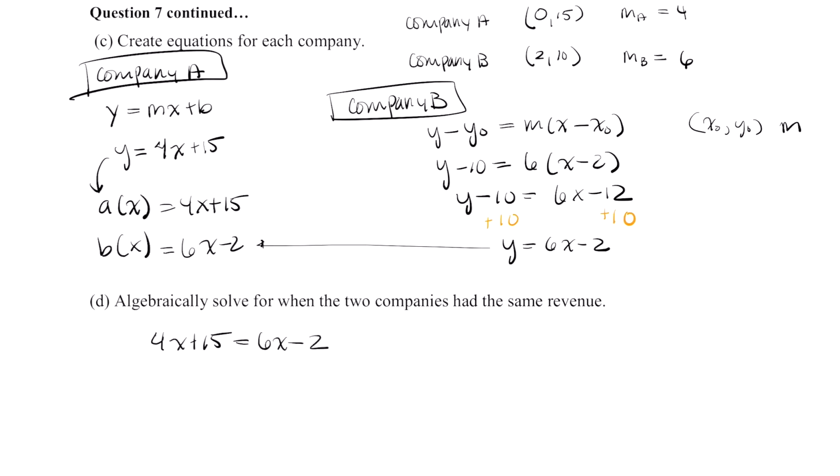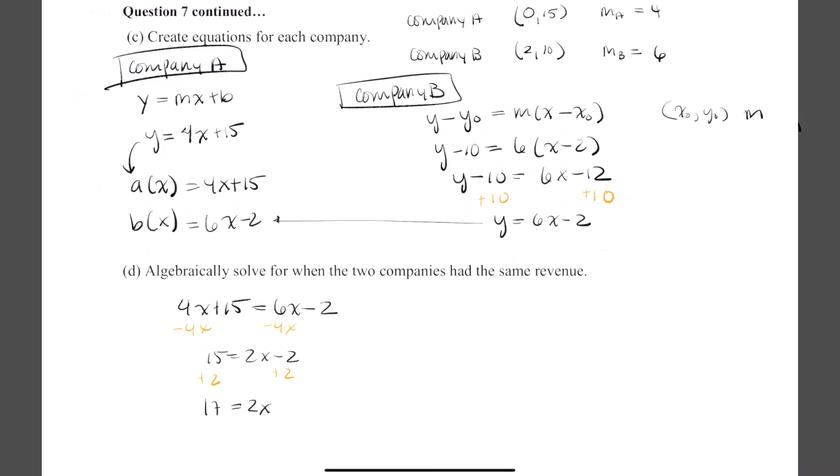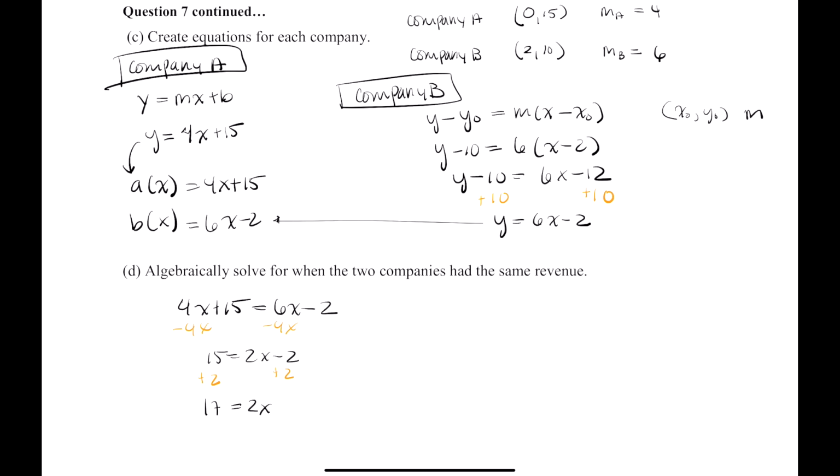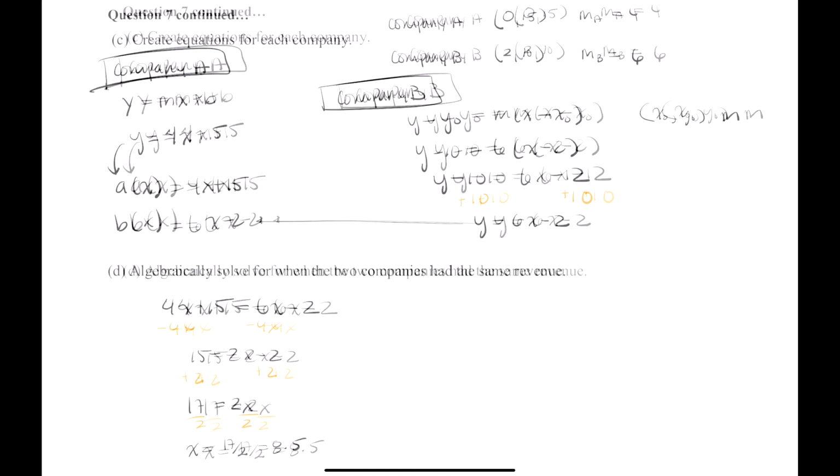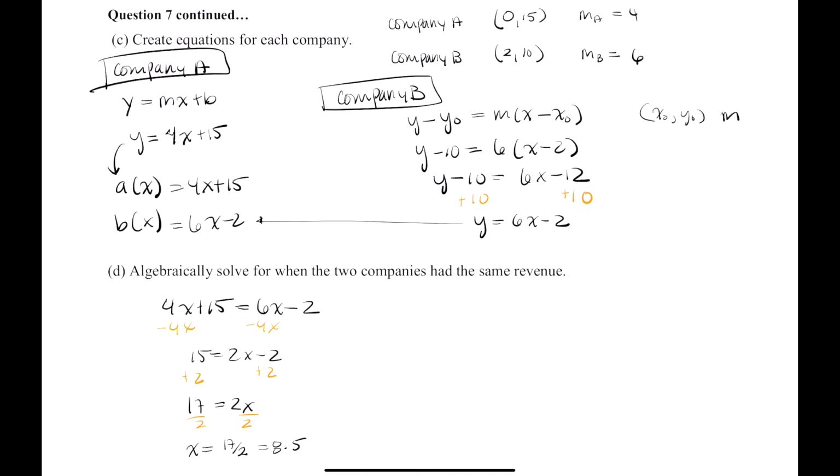Now we can solve this by starting, let's subtract 4x from both sides. Then add 2 to both sides. And then dividing both sides by 2 leaves us with x equals 17 halves. And that's the same thing as 8.5. Now we can't just leave our answer like this. Let's interpret it. What does 8.5 actually tell us?